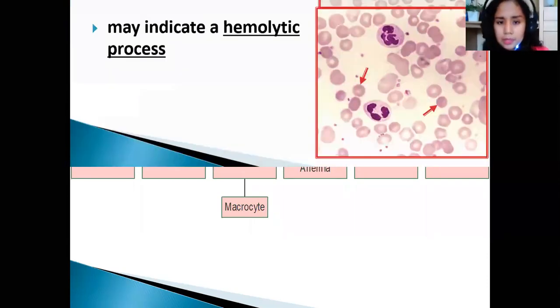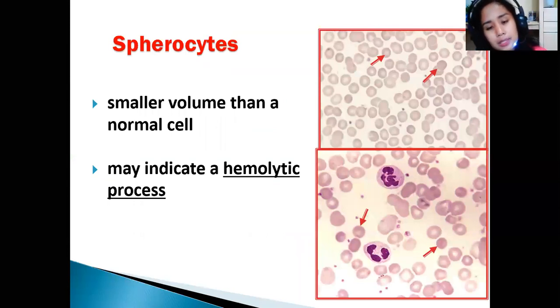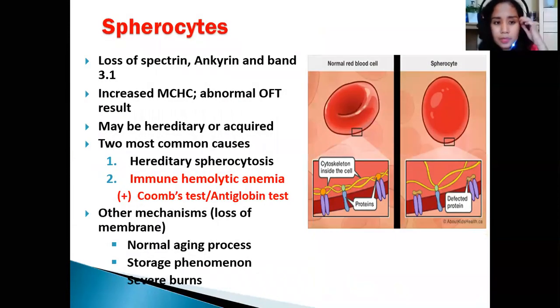So, ovalocytes and elliptocytes are normal, I will not cook you on that. Next, spherocyte, class. So, spherocytes have a smaller volume than a normal cell. So, expect decreased MCV. Spherocytes definitely indicate a hemolytic process. Hemolytic. So, one at a time.